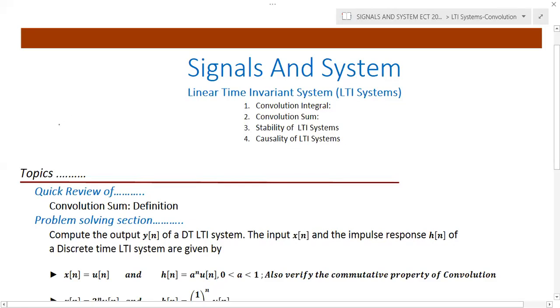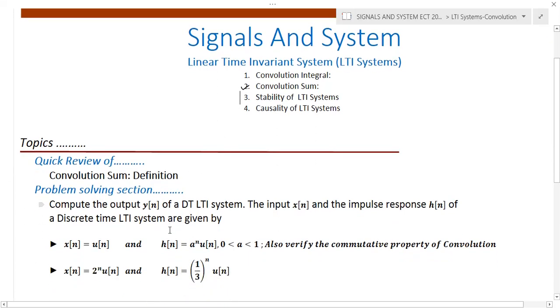In this lecture, we will discuss some problems related to convolution sum, and we will also discuss the basic equation of convolution sum in this particular lecture. And we will do two problems, and we will also verify the commutative property by using one question.